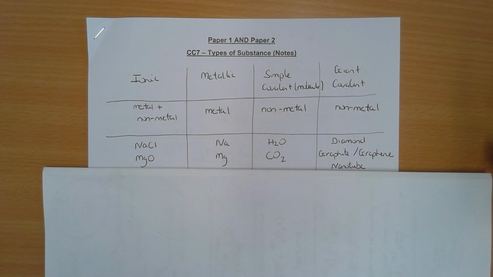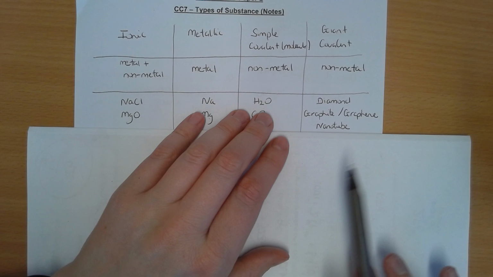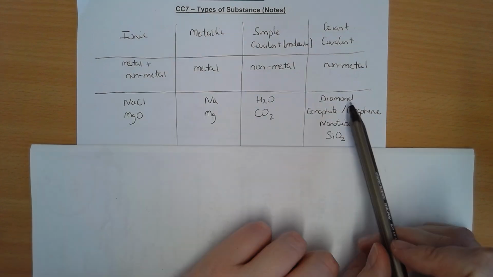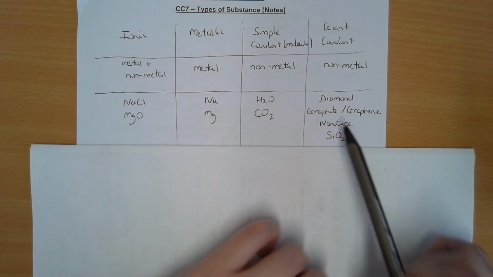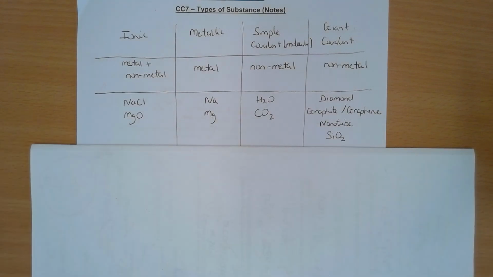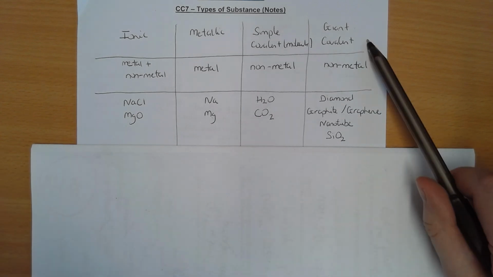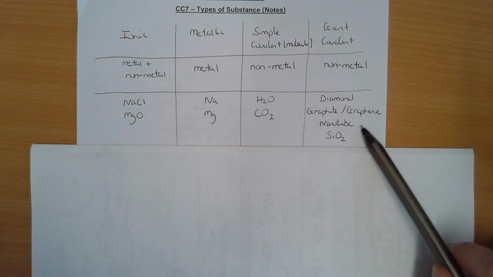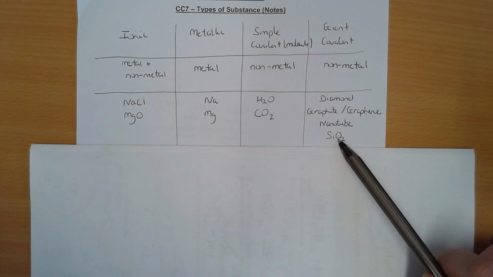But then for giant covalent, I've got things that aren't necessarily on my periodic table. I've got diamond, graphite, graphene, and carbon nanotubes. They're all what we call allotropes of carbon. They're all made of carbon. Carbon is a non-metal, and these all have giant covalent structures. Now you will just have to learn these examples off, okay? The other example you've got is SiO2, which is silicon dioxide.